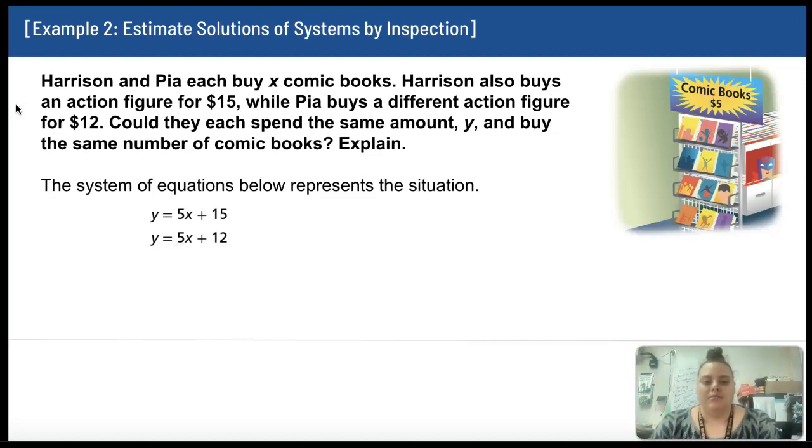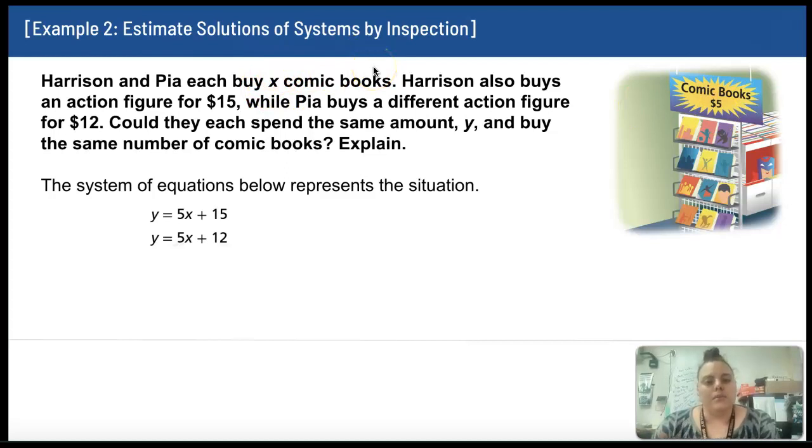So we set up a system for this. And the system that we set up is y equals 5x plus 15 and y equals 5x plus 12. The 5x, we can see from the picture that comic books are $5, so that's where we get the 5 on x, and it's x comic books.